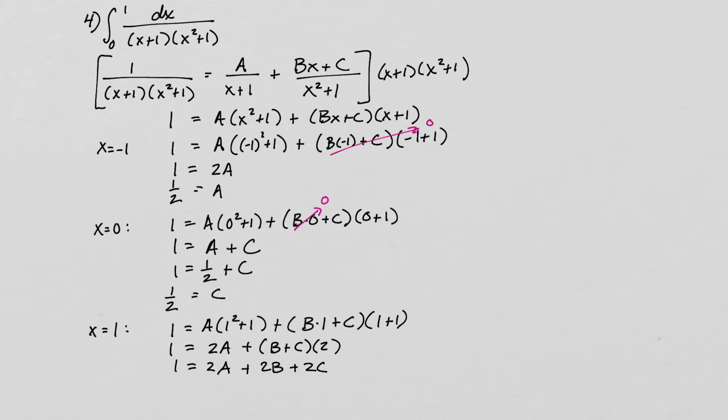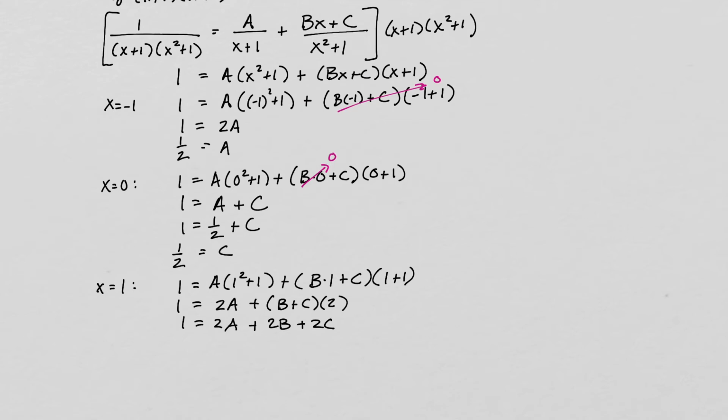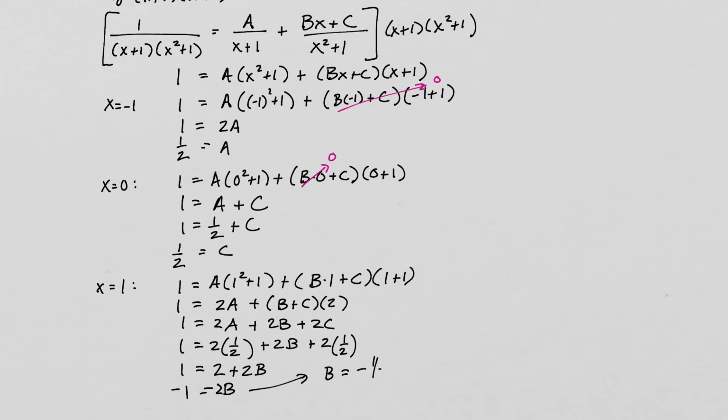And A we know is 1/2, and C we know is 1/2. So 1 is going to be equal to 2 times 1/2 plus 2B plus 2 times 1/2. So this part here is going to be 1. This is going to be 1. So 1 plus 1 is 2. So 1 equals 2 plus 2B, so 2B is going to be equal to -1. So B is going to be equal to minus 1/2. That's terrible looking too, but.